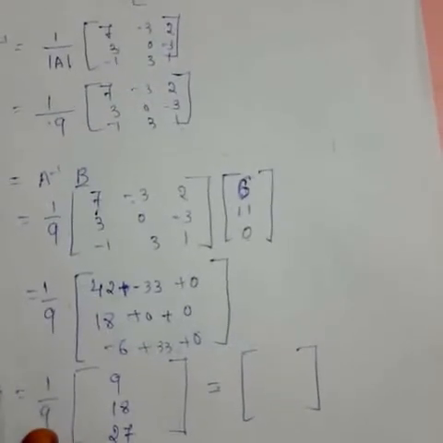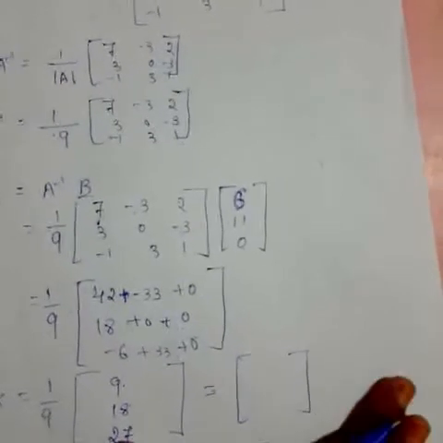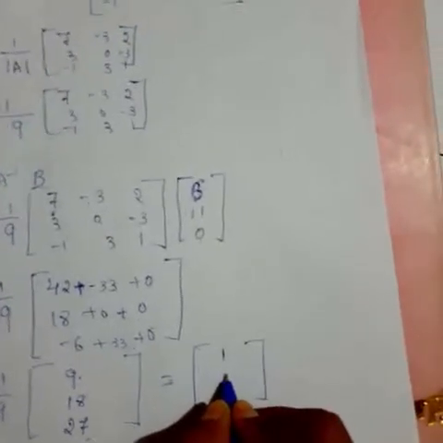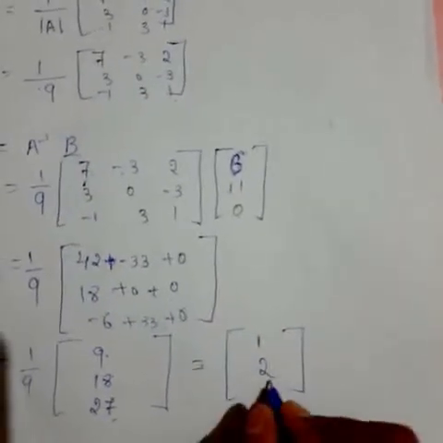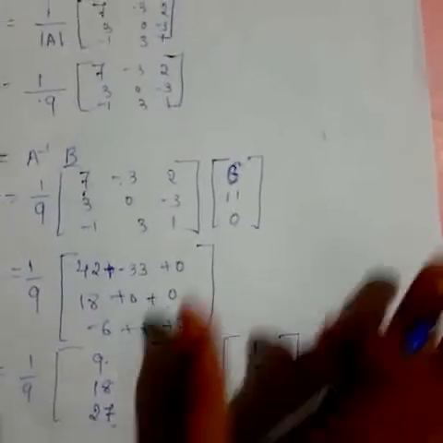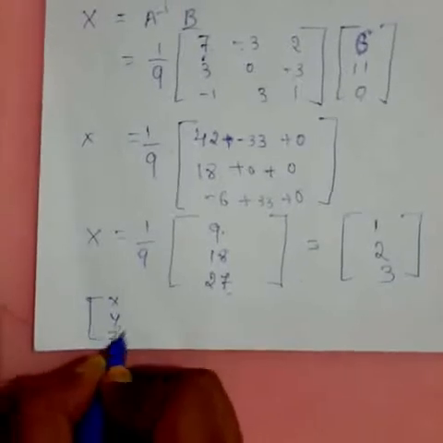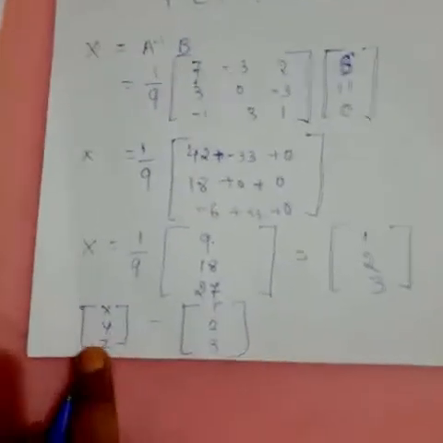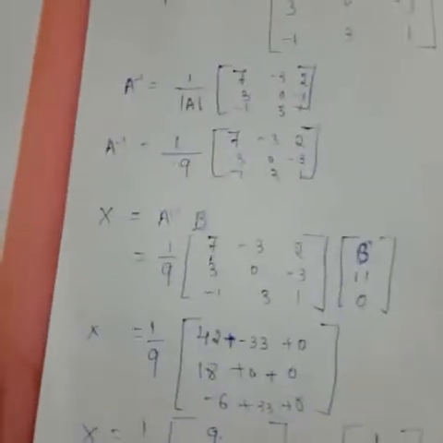If you took this 1 by 9 inside, every element is divided by what? 9. Then 9 by 9 you will get 1. 18 by 9 you will get 2. 27 by 9 you will get what? 27 by 9 you will get 3. It is nothing but the X value. X means what here? The capital X is nothing but small x, y, z. That is nothing but 1, 2, 3. The small x is 1, y is 2, z is equal to 3. This is the solution of the linear system of equations.